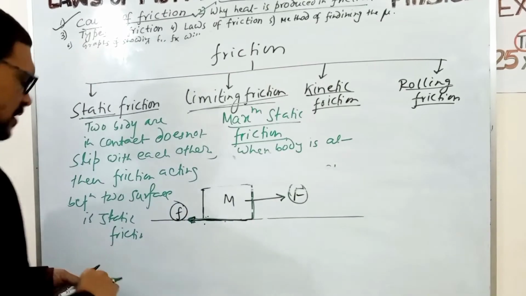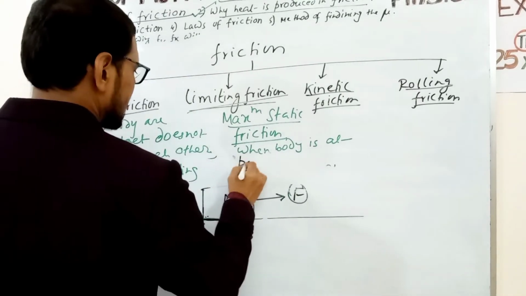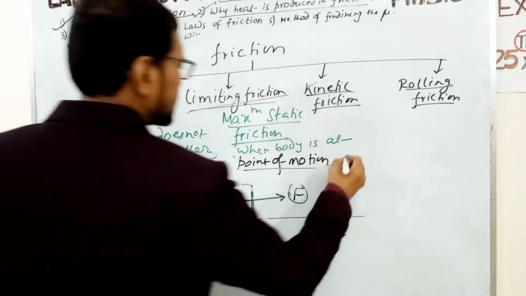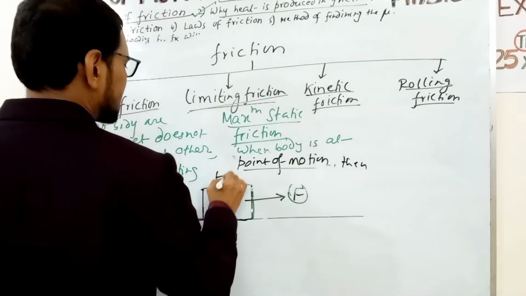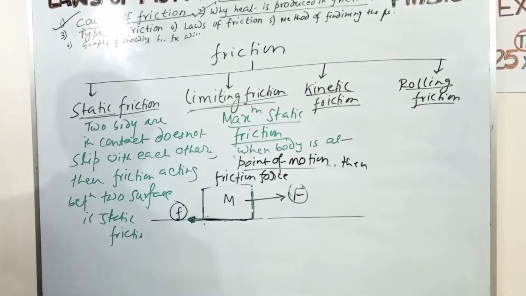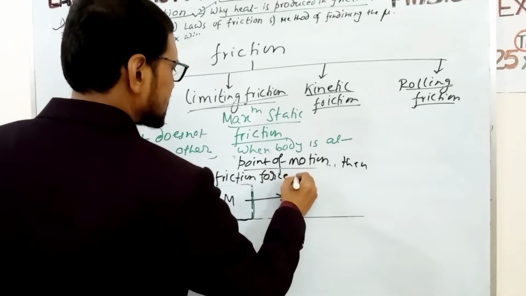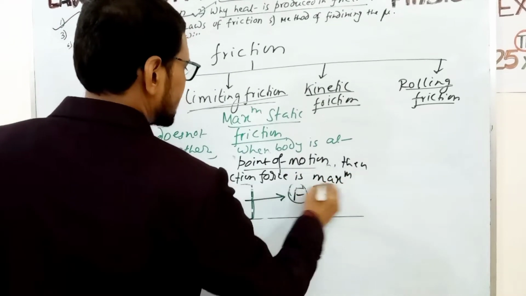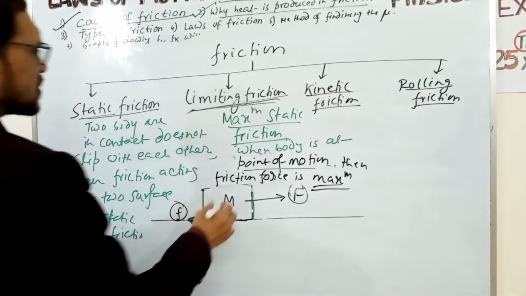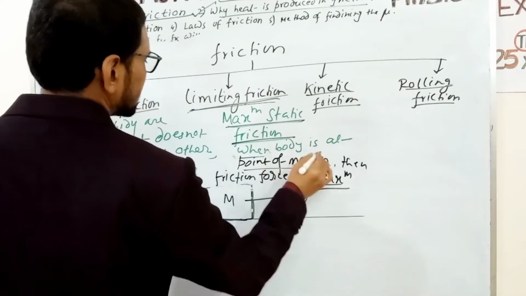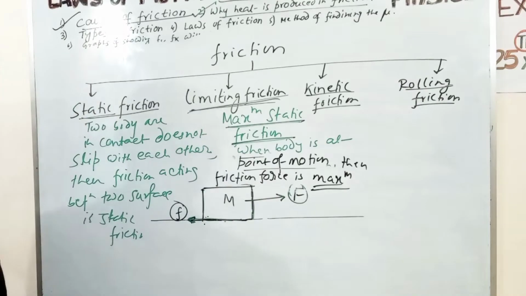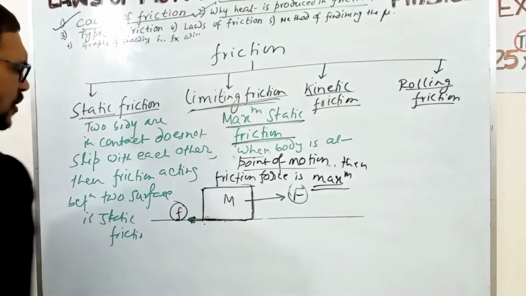When the body is at the point of motion, the friction force is maximum. That friction force is called limiting friction. Limiting friction is also called maximum static friction.